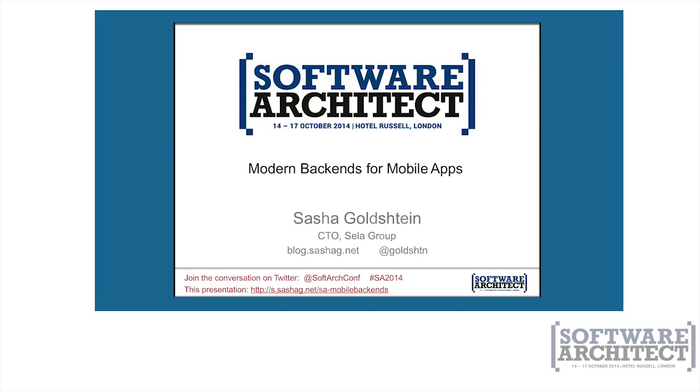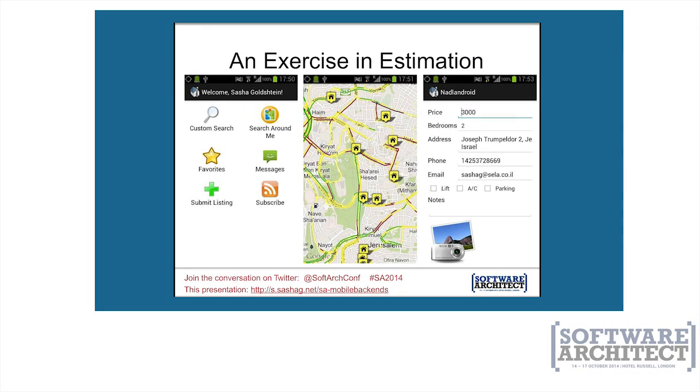So I'd like us to do a little exercise in estimation. This is an Android app that I've actually built a few years ago. It doesn't have the most modern look and feel, but it's not quite as simple as it looks. It's an app for renting apartments. It's called Nedlandroid. Nedlan in Hebrew is an acronym which is short for real estate. So Nedlandroid is an application for renting and selling apartments, which sort of made sense to me at the time.